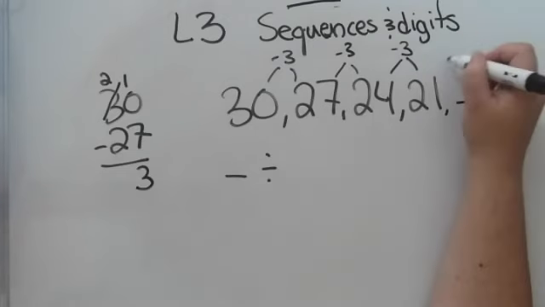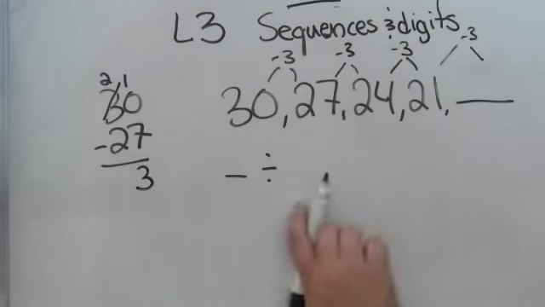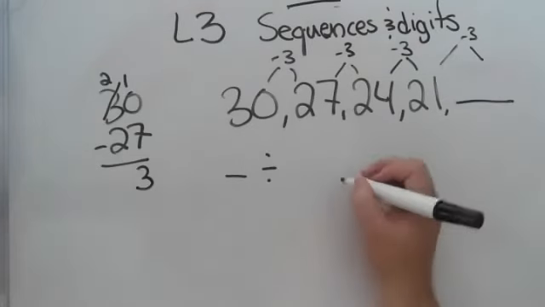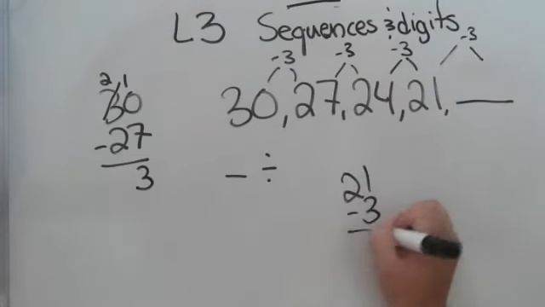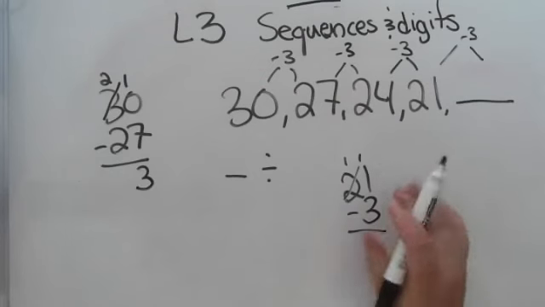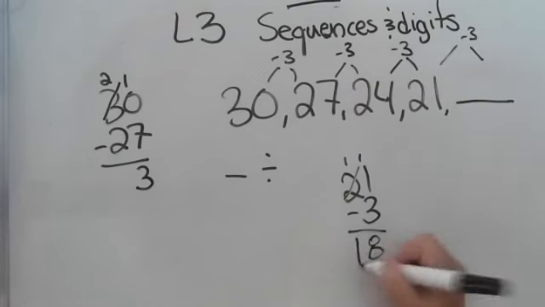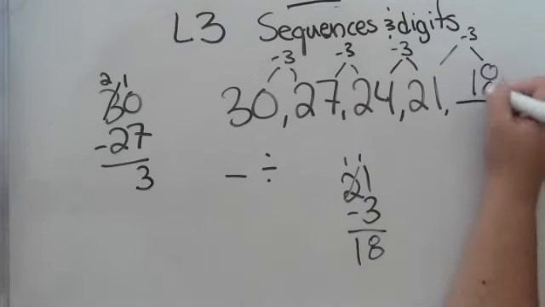So that means to get to my next one, I am taking away 3. So 21, take away 3. I can use my fingers to do this, or I can do 21, take away 3. I'm going to have to borrow again. This becomes 1. This becomes 11. 11, take away 3. 1, 2, 3 gives me 8. And so I end up getting 18.